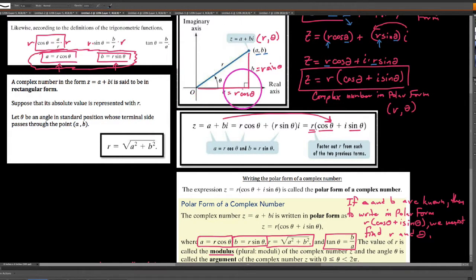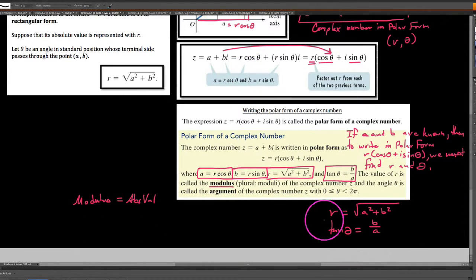So it'll leave from 0 here in standard position, but positive angle counterclockwise to the terminal ray of our angle that's going through this point (a, b). So it'll be some value between 0 and 2 pi, but we're going to refer to that as the argument of our complex number in standard form.